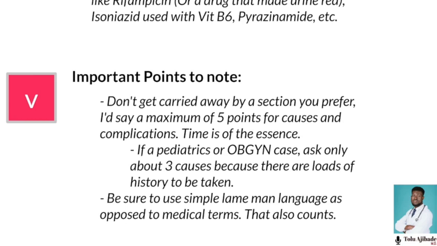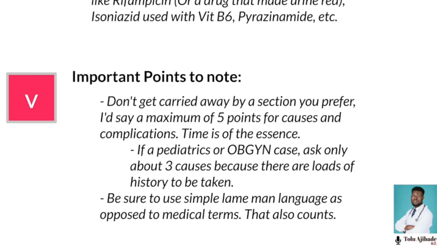Important points to note. Don't get carried away by the section you prefer. I would say a maximum of 5 points for the causes and complications. Yes, 5 points each. So don't go beyond 5 causes, 5 complications. Some people want to cram all the causes in the book, pick up Harrison and cram all the causes in Harrison into a very short time. That would affect you in the other sections of the exam. So just stay focused. Don't get carried away because, oh, I like these causes. I know so many causes of tuberculosis. And then you keep talking and talking. Oh, I know so many causes of HIV. And then you keep talking and talking. No. Focus on 5. And then if you can't get up to 5, move on to the next, okay?